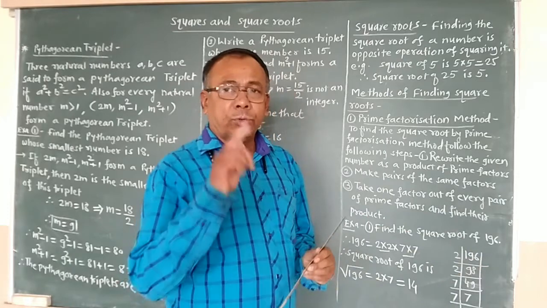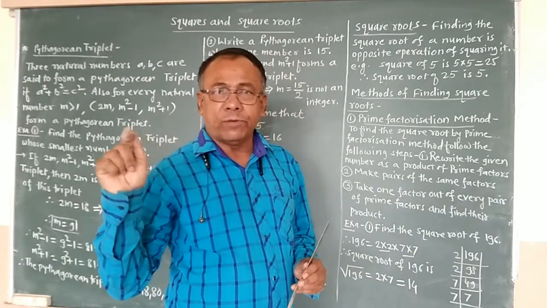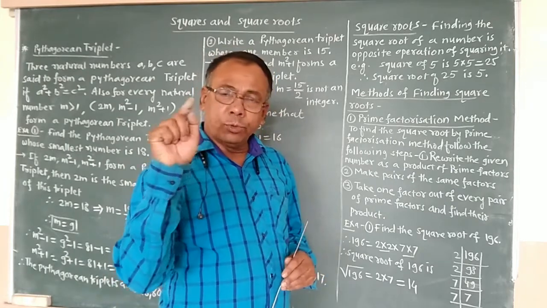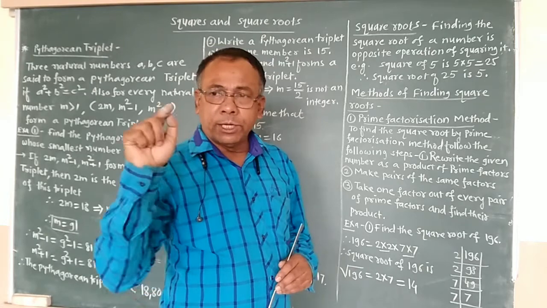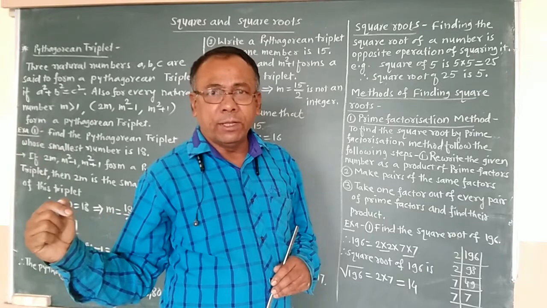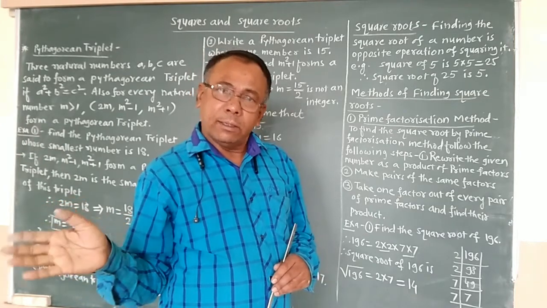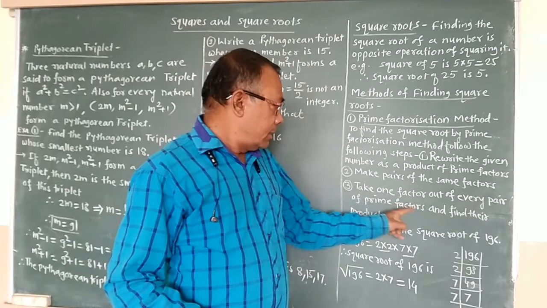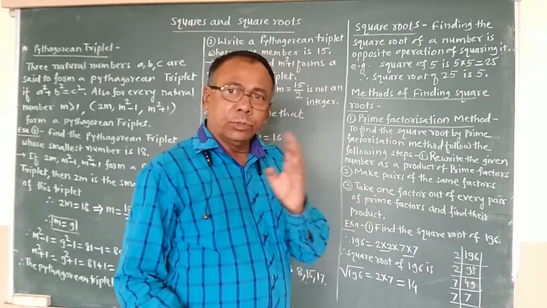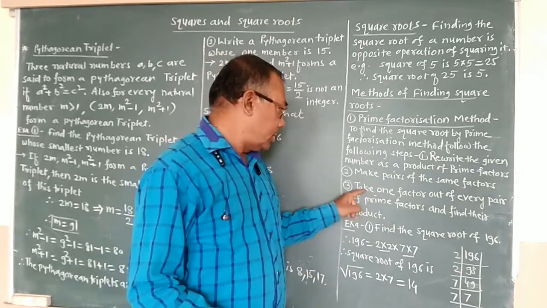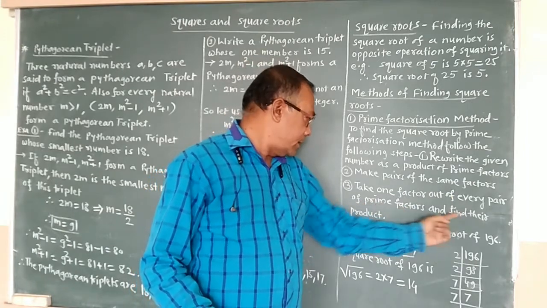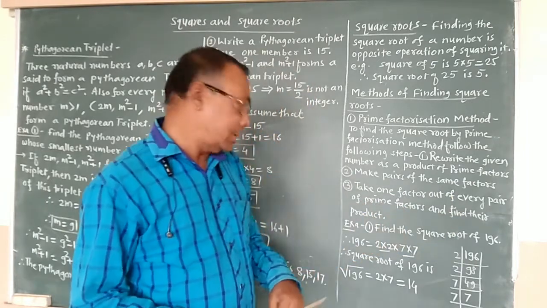Means if 2 into 2 into 3 into 3 into 5 into 5 is there, then we have to write only 2 into 2, only 2, 3 into 3, only 3, and 5 into 5 means only 5. And find the product of 2, 3 and 5 like this. So take one factor out of every pair of prime factors and find their product. Here one example is there.